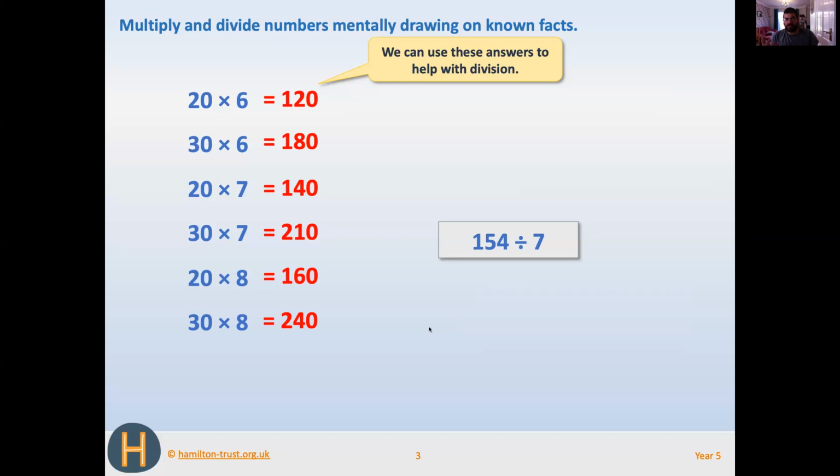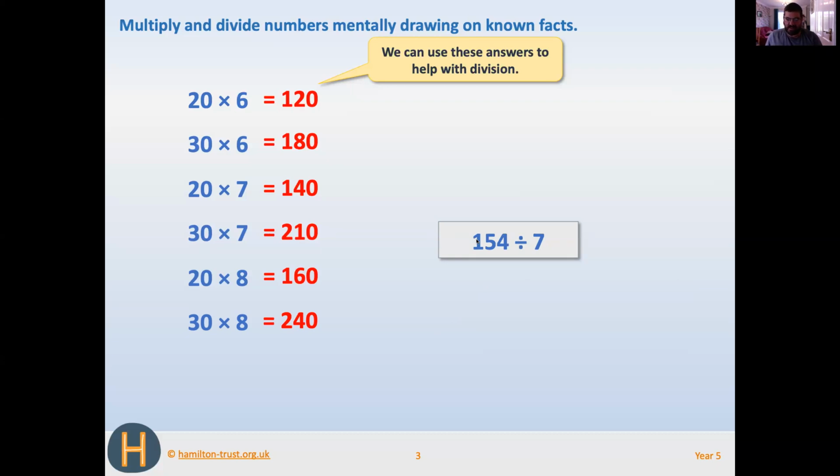All right, here's another one. All right, and again, we've got the answers in front of us, really. All right, because we know that 7 goes into 140. How many times? 20 times. Fantastic. All right. So it goes into 154 20 times as well, but there's some more left over.